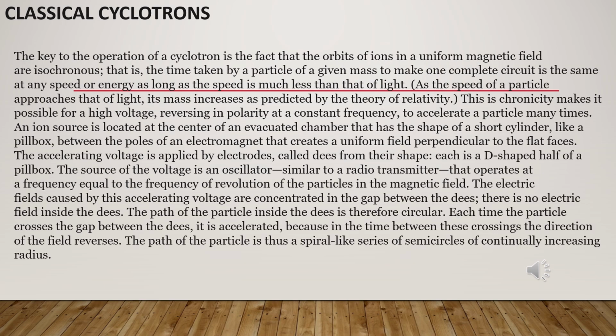Classical cyclotrons. The key to the operation of a cyclotron is the fact that the orbits of ions in a uniform magnetic field are isochronous, that is, the time taken by a particle of a given mass to make one complete circuit is the same at any speed or energy, as long as the speed is much less than that of light.